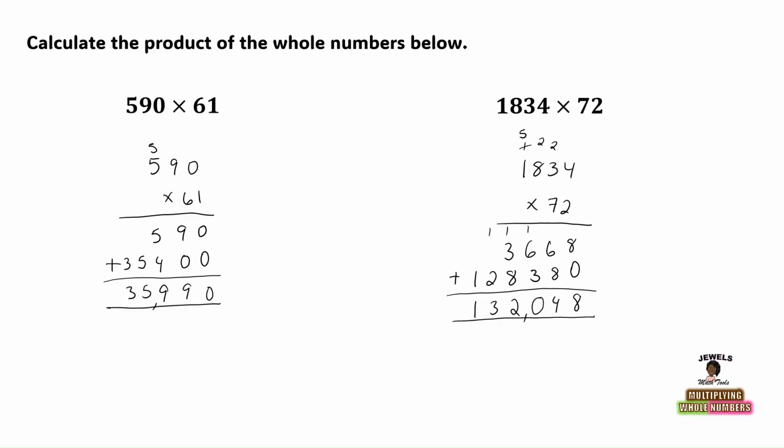So when we calculate the product of 1,834 times 72, our solution is 132,048. Okay, so there you have it. We just calculated the product of our whole numbers when we have a two-digit multiplier.